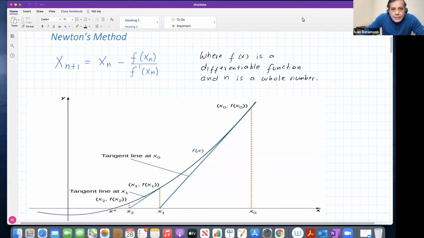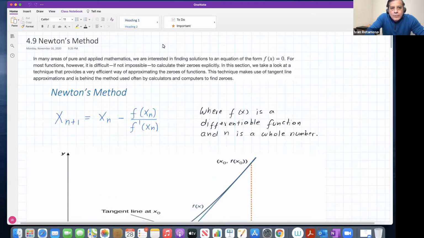Great, it's recording now. Today we're going to talk about section 4.9, Newton's method. Now that we know derivatives, we're going to look at a very nice application of derivatives, which is called Newton's method, in honor of Isaac Newton, who developed this nice method.